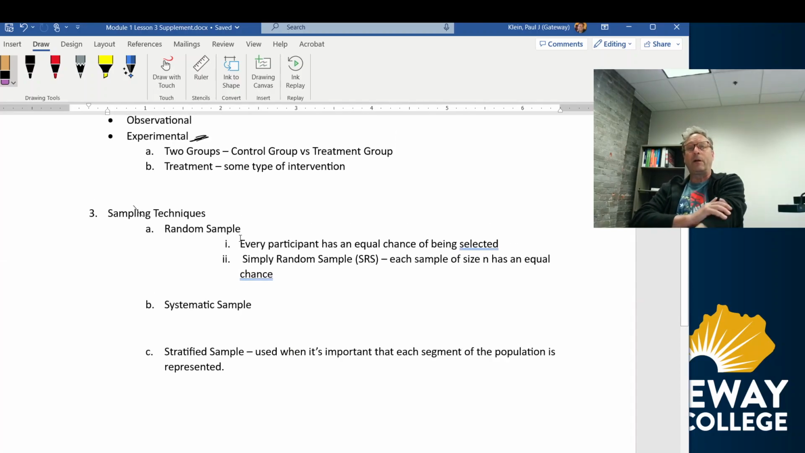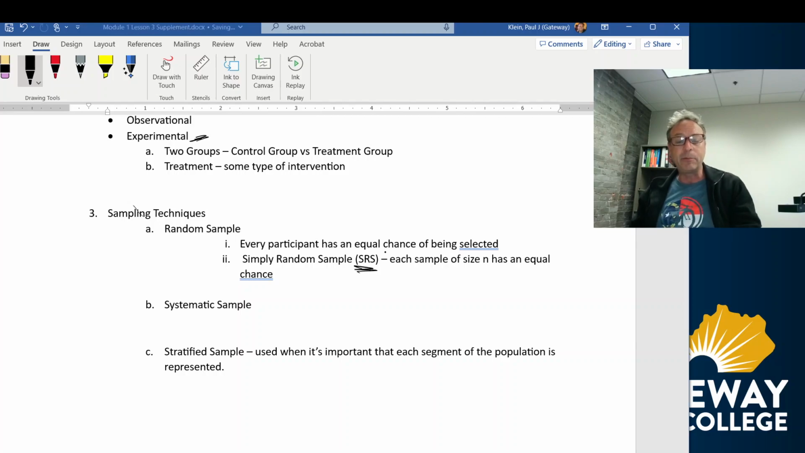Random is just where, okay, I've got a group of people and I pick 5 of them randomly. Every person has the same chance of being picked. Okay, that's a random sample. Sometimes you hear a simple random sample right here. Kind of like that eraser because it doesn't leave a mark on here.